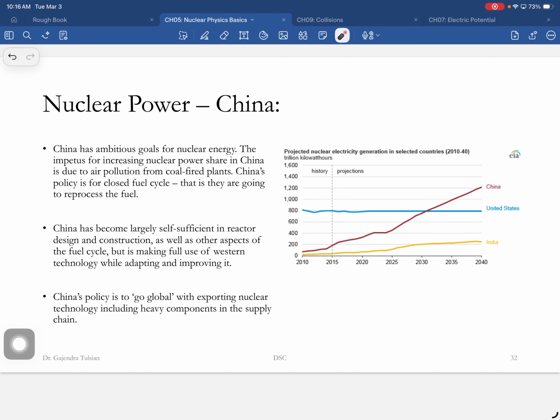To produce 1 gigawatt of electricity, you need 3 gigawatts of heat. Only 1/3 of the heat is converted to electricity. So you'll see those numbers. France gets 75% of its electricity from nuclear power. We get 20% of our electricity from nuclear power.